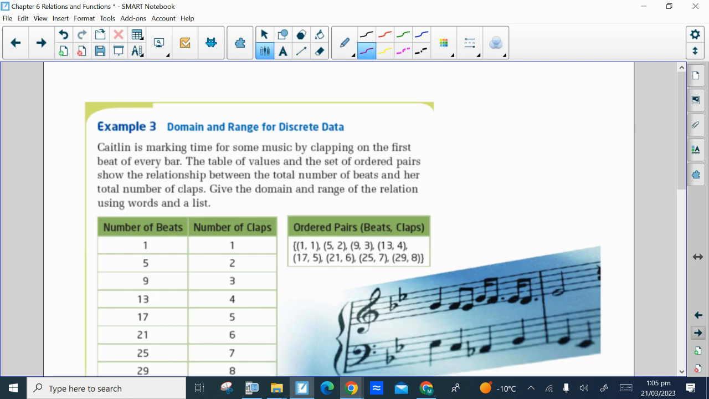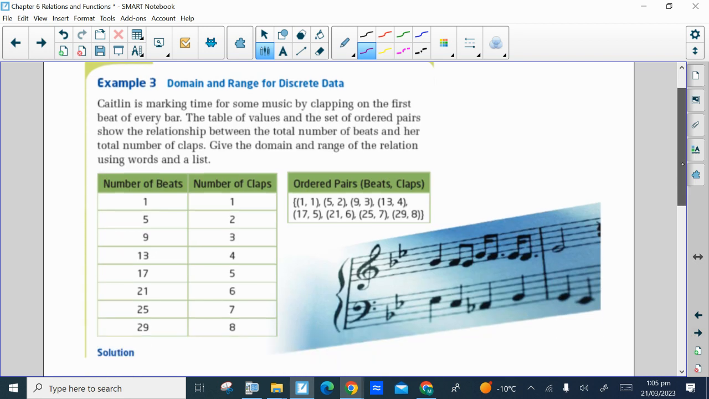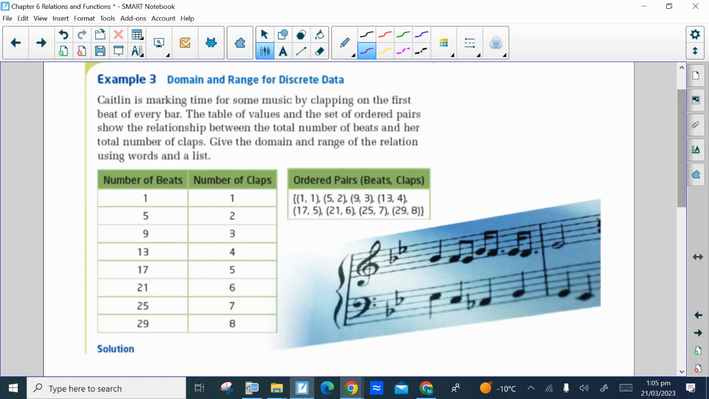Okay, on the next page. So now we'll look at an example where we have discrete data, not continuous. Caitlin is marking time for some music by clapping on the first beat of every bar. A table of values instead of ordered pairs shows the relationship between the number of beats and the number of claps. So for one beat, there'll be one clap. For 5 beats, that's your second clap, because the beats are the first beat of every bar.